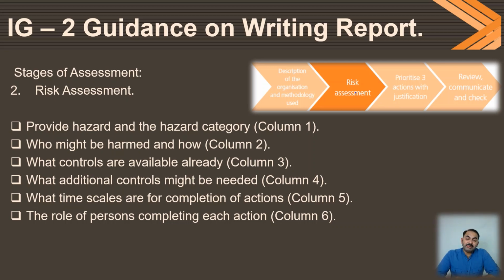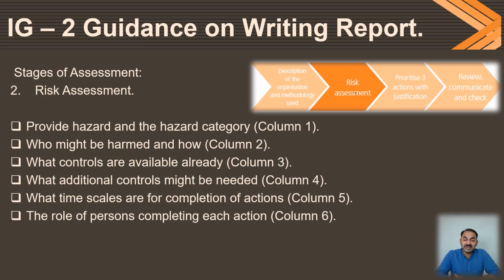If you look at column number 5, what are the time scales for completion of actions? Now you suggested one control. You need to be logical in defining the time frame. For example, if it is a very critical issue and you are planning to put a control to stop the activity immediately, then you need to write "immediately" in the time frame column. You cannot write 1 week or 1 day or 2 hours. It's a critical issue.